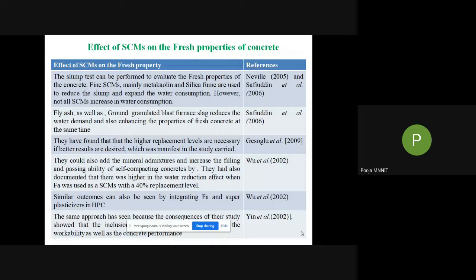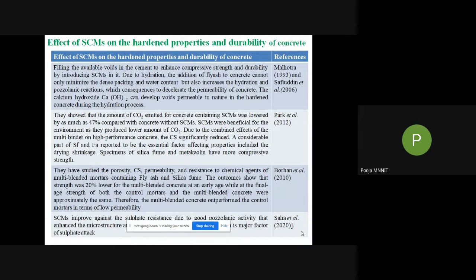Now, the effect of supplementary cementing material on the fresh properties of the concrete. Silica, metakaolin, and silica fume supplementary cementing materials are used to reduce the slump and increase the water consumption. Fly ash as well as GGBS slag reduce the water demand and also enhance the properties of fresh concrete at the same time. Now, in the case of hardened properties and durability, the compressive strength and durability have been enhanced by introducing the supplementary cementing material in it.